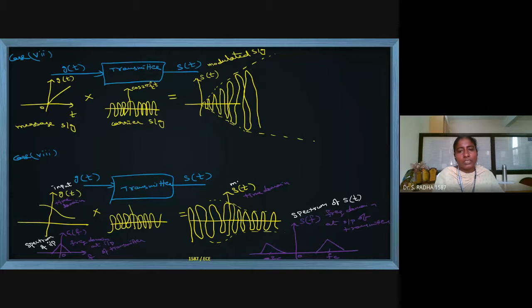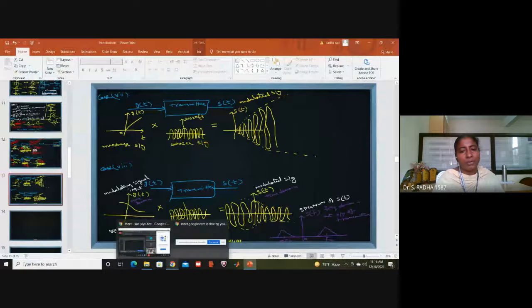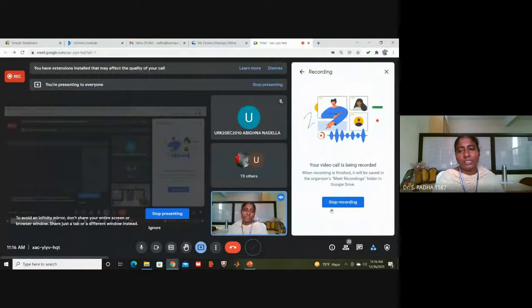This is called the modulated signal, and this is called the message signal, modulating signal, or input signal. All these are names. Baseband signal. Input is the modulating signal, output is the modulated signal. So with this, the basics of time domain and frequency domain are completed.